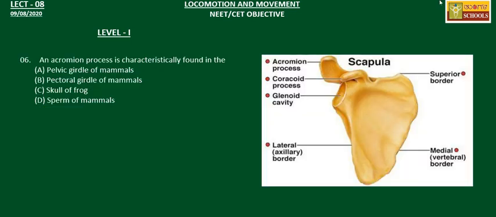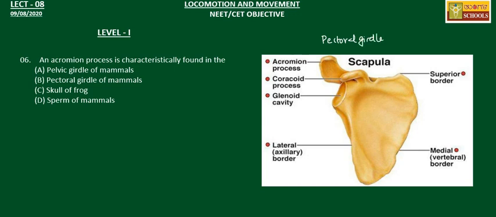So the next question: an acromion process is characteristically found in. The acromion process is actually a part of the scapula, and the scapula is a part of the pectoral girdle.